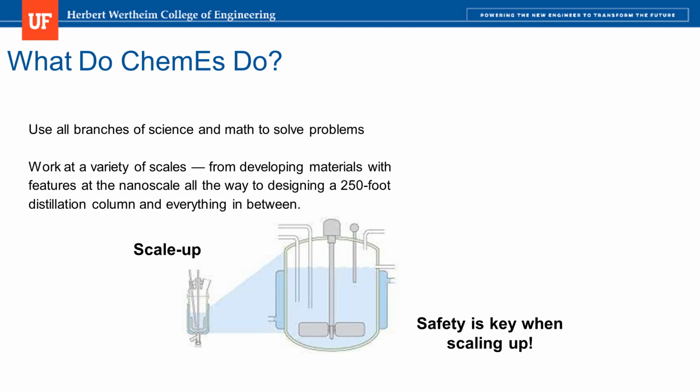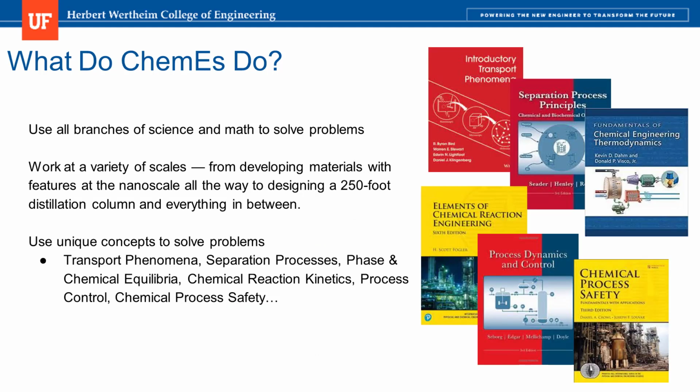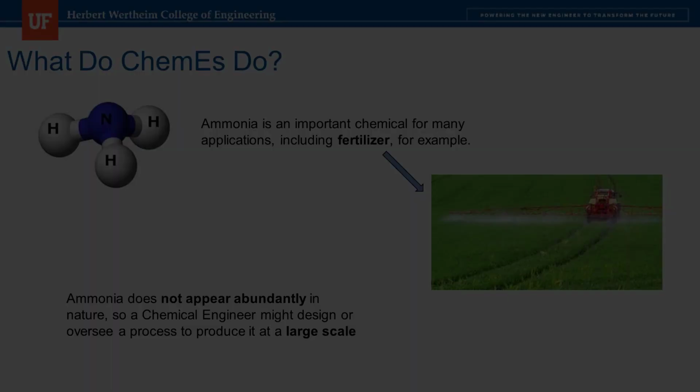There are nuances and pitfalls of scale-up that a chemical engineer must be aware of, particularly in the areas of process safety. There are many topics that you'll learn about as a chemical engineer that are unique to our discipline. For example, transport, separations, phase equilibria, kinetics, process control, and safety. These words might sound somewhat confusing to you now and possibly intimidating, so let's look at an example.